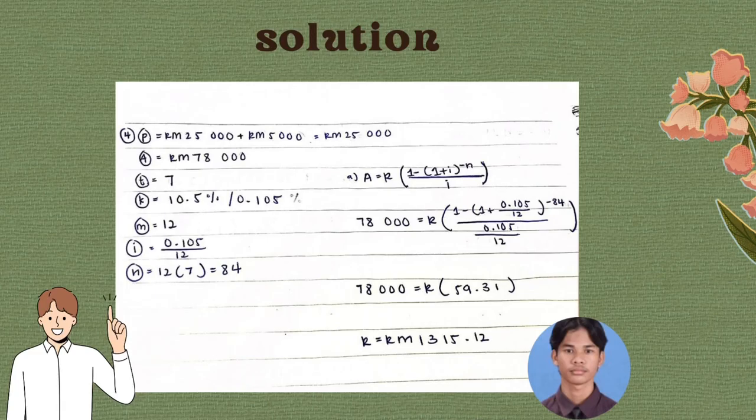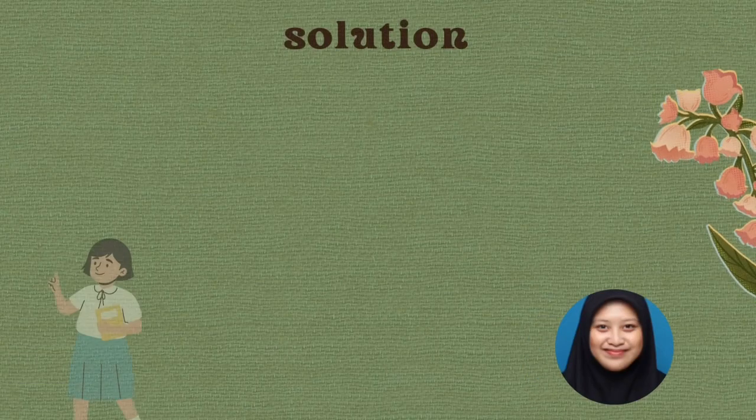and will become 84. In this question, we need to use the annuity present value formula, and then we insert all the information in this question into this formula, and we will get the final answer, which is R equals RM1,315.12.